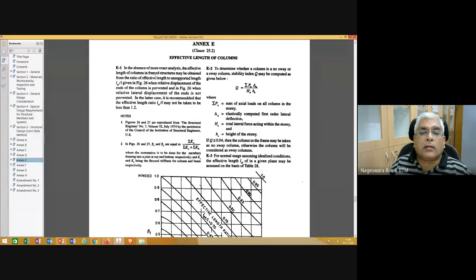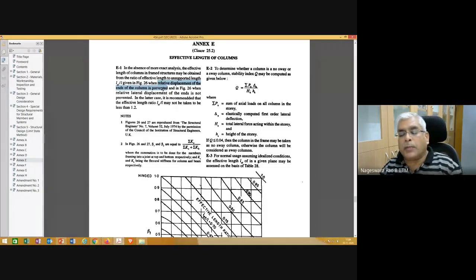When the relative displacements of the ends of the column are prevented, then it is a no sway column. When the relative displacements of the ends of the column are not prevented, then it is called a sway column.